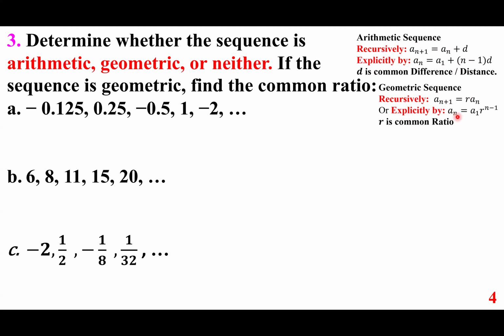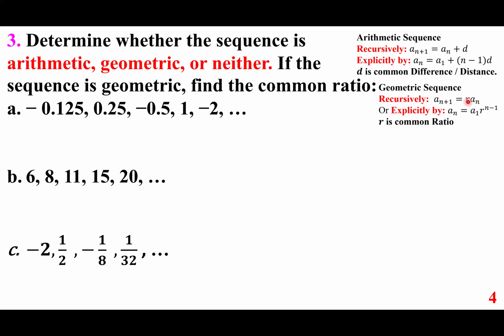Explicitly, a sub n equals a sub 1 times r to the power of n minus 1, where r is a common ratio. So again, this means if I want a term, I can go to the previous one and multiply it by a common ratio. That's the concept.